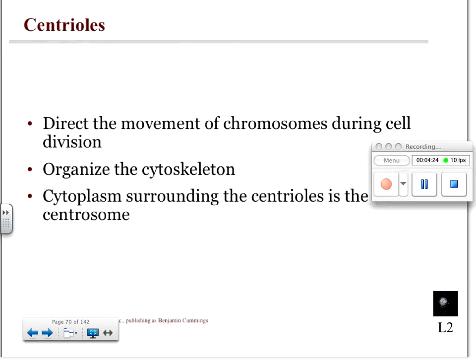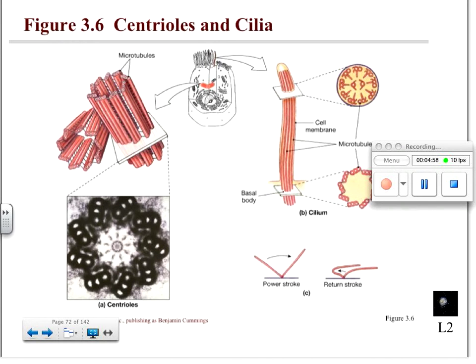The next organelle to talk about are centrioles. They direct the movement of chromosomes during cell division. They organize the cytoskeleton, so the cytoskeleton is kind of built around them. And the cytoplasm surrounding the centrioles is called the centrosome. You can see a picture of the centrioles on page 77, I think. On page 77. So turn to page 77 right here. You can see a picture of the centrioles and what they look like. Kind of like this right here.